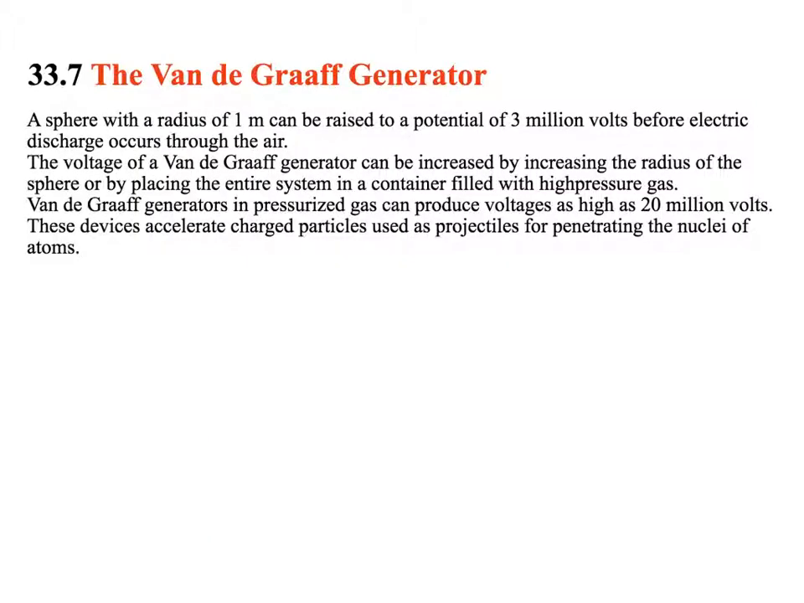A sphere with a radius of 1 meter can be raised to a potential of 3 million volts because electric discharge occurs through the air. The voltage of a Van de Graaff generator can be increased by increasing the radius of the sphere or by placing the entire system in a container filled with high-pressure gas. Van de Graaff generators in pressurized gas can produce voltages as high as 20 million volts. These devices accelerate charged particles used as projectiles for penetrating the nuclei of atoms.